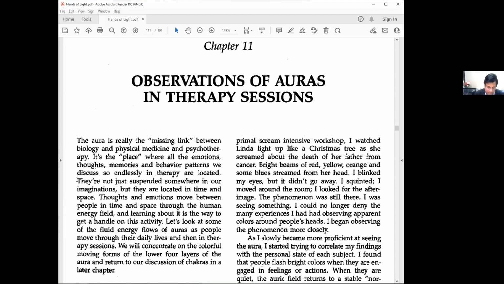They're not just suspended somewhere in our imaginations, but they are located in time and space. Thoughts and emotions move between people in time and space through the human energy field. And learning about it is the way to get a handle on this activity. So this is something which is, I find, the most fascinating part of biofield tuning. When we take the tuning fork into the field in the timeline process, you can start getting exact incidents, feelings, associations with yourself and with the situation. And then when the clearing takes place, it really releases stuff, and people really start to get shifted and create shifts in their life when that starts to happen.